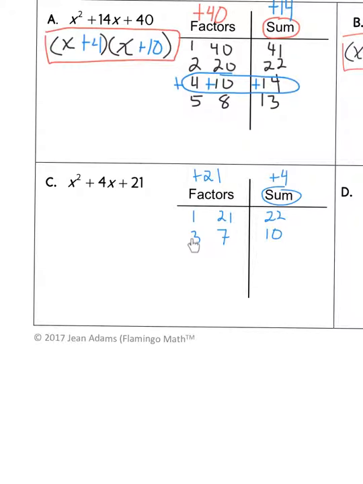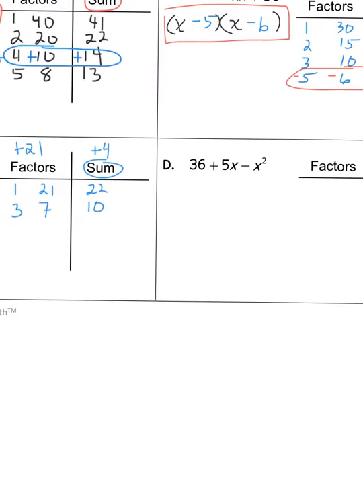Now these two subtract to give me 4, but we have to add. Because this product was positive, we have to add. Otherwise, if you make it subtraction, your signs will not work out. You will not get a positive 4x here. So, because none of our sums was our middle term, this is considered prime. It is not factorable yet. All right, now D poses a problem.